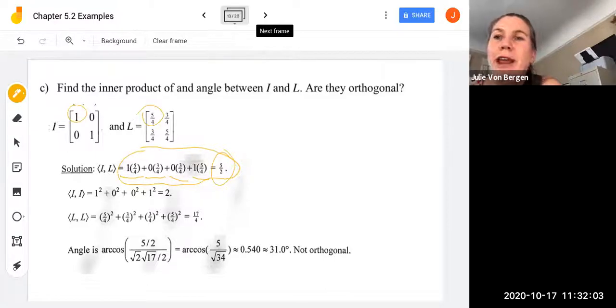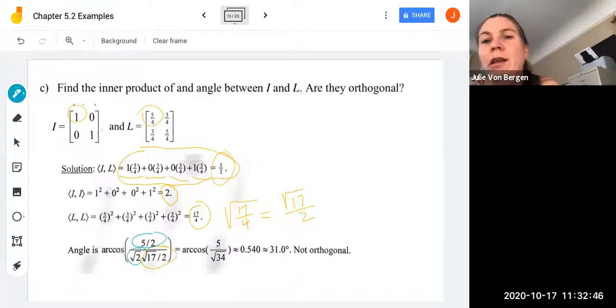And then to find the angle, you want to figure out the norm of each of these. I inner product with itself gives us a 2. We saw that earlier. And then L inner product with itself gives us 5/4 squared plus 3/4 squared plus another 3/4 squared plus another 5/4 squared. So that's 17/4. When you root that to find the norm, that's root 17 over 4, which simplifies to root 17 over 2. That's where this down here comes from. Just plugging in our values, we've got the inner product up top divided by the norm of I and the norm of L. And we're going to take the arc cos of this to get our angle. You can verify on a calculator. You could rationalize the root and call this 5 over root 34, because your 2's here are going to cancel.